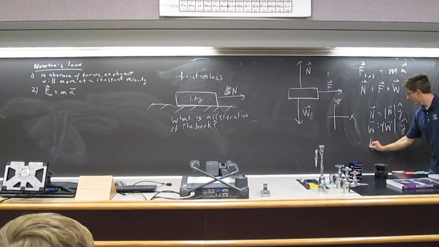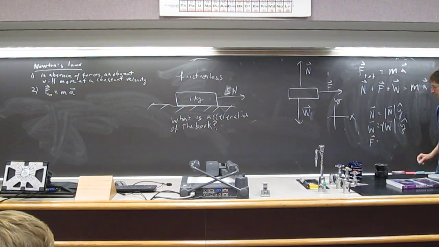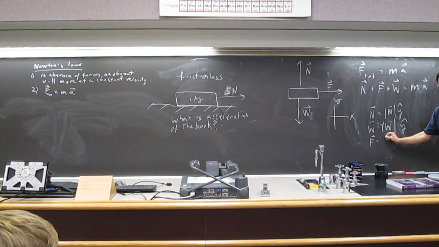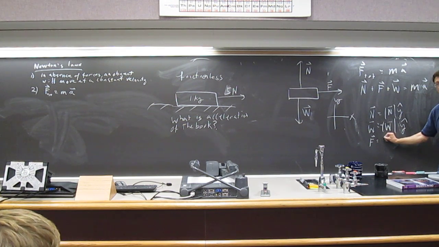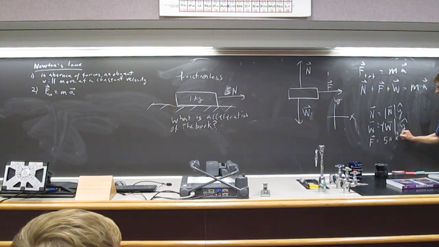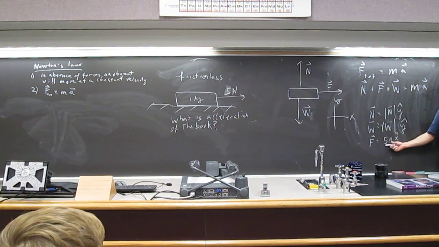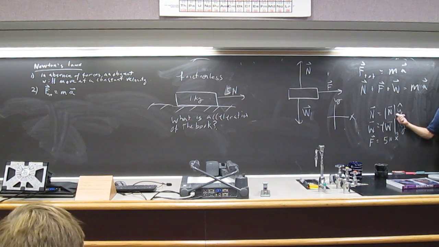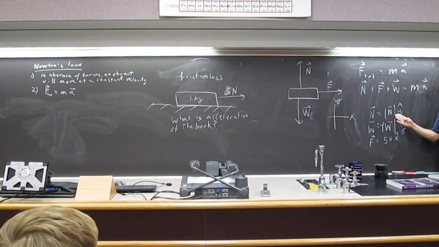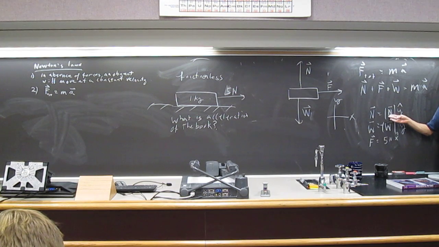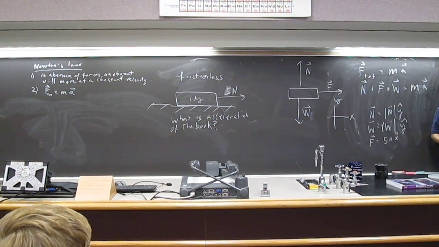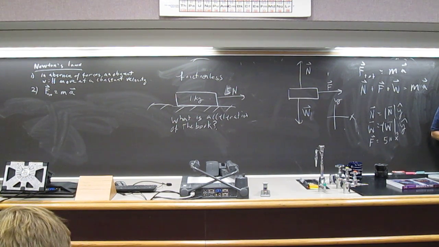And then the applied force, what direction is that in? X. And we know how big it is. It's 5 newtons, right? So I would have 5 newtons x hat, like so. Would that be absolute on it? No, it's just a number. The absolute value just means the magnitude of the vector. So if we knew the normal force was 100 newtons, I'd just write 100 newtons there. Okay?